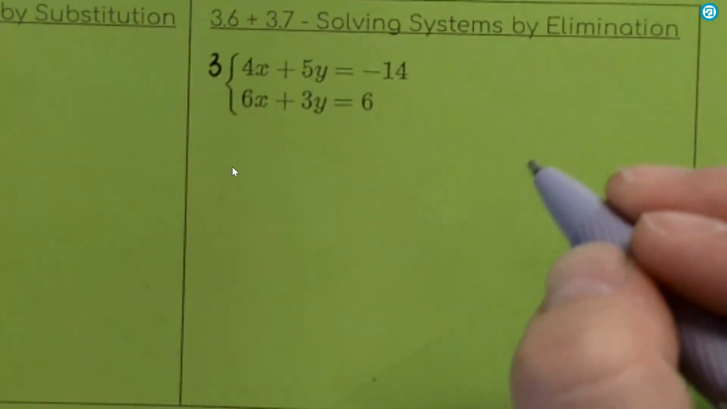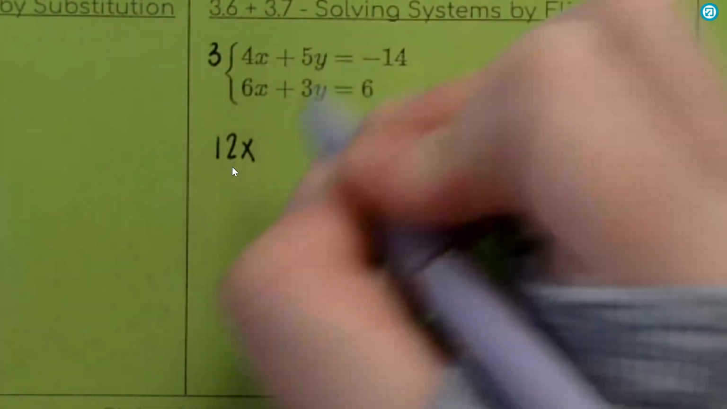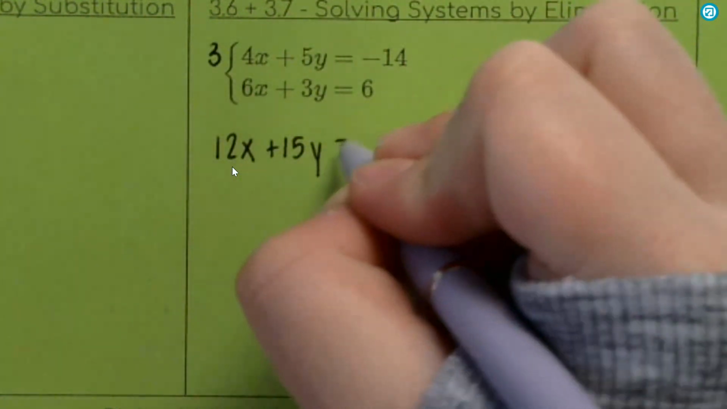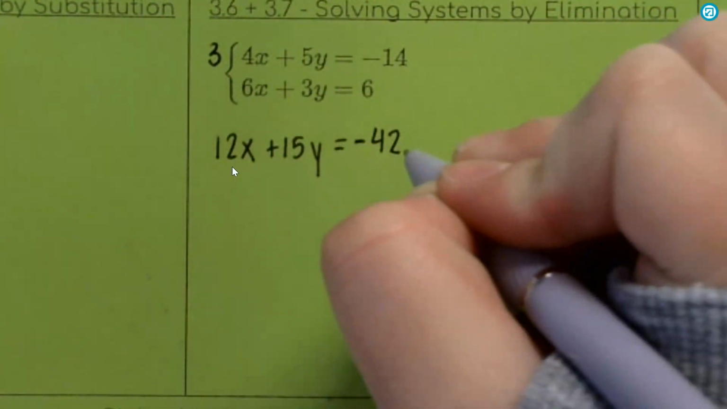So 3 times 4x is 12x. 3 times 5y is 15y. 3 times negative 14 is negative 42.